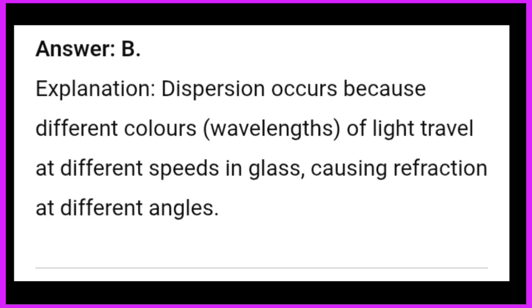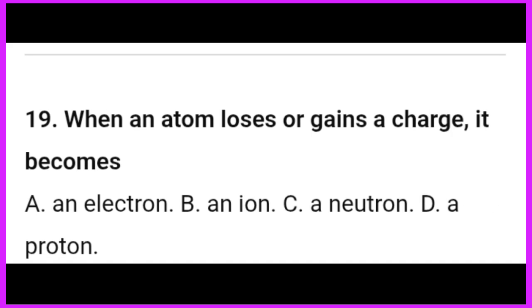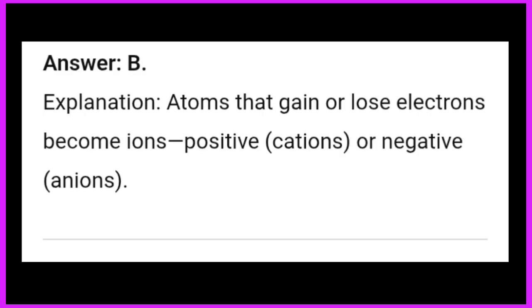19. When an atom loses or gains a charge, it becomes A. An electron, B. An ion, C. A neutron, D. A proton. Answer B. Explanation: atoms that gain or lose electrons become ions, positive, cations, or negative, anions.